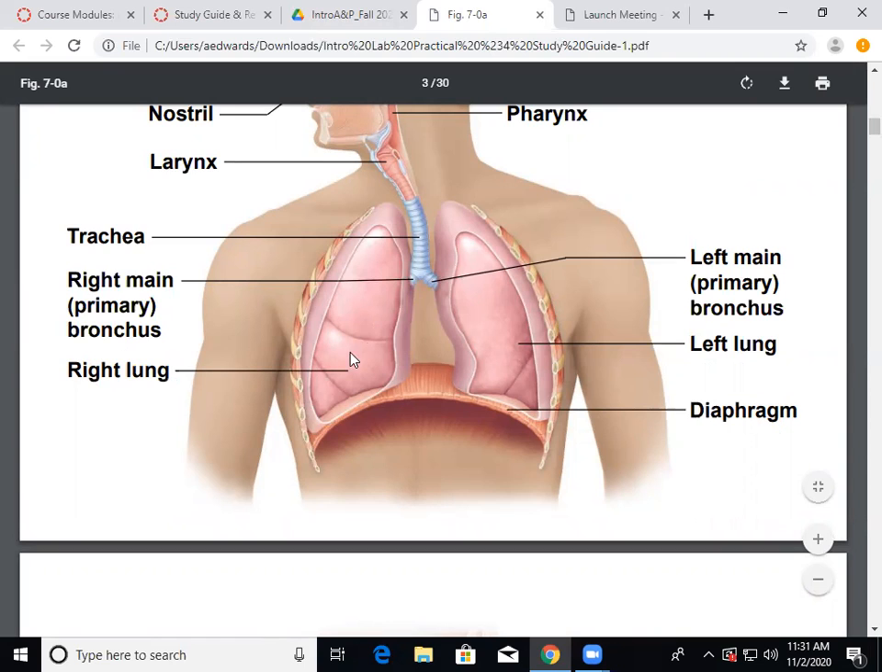So this is your right lung, this is your left lung. You can tell the difference from the patient's standpoint, this is the patient's right. The other way you can tell the difference is the right lung has 3 lobes, and the left lung has 2 lobes. This muscle here that helps with breathing is the diaphragm. Those are structures that you need to know.